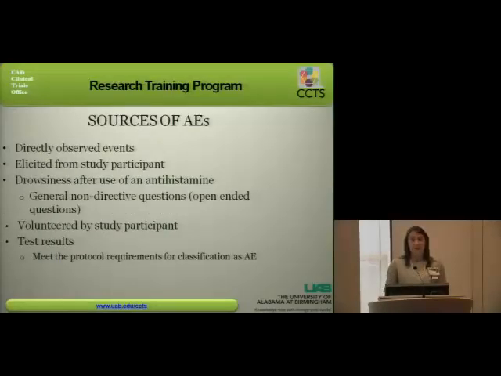Some sources of adverse events. These can be found by directly observing the event yourself. They can be elicited from the study participants, such as drowsiness after the use of an antihistamine. So you want to use general, non-directive questions. Open-ended questions are the best to ask the subjects about their adverse events. They can also be volunteered by the study participant. And test results. You want to see if these meet the protocol requirements for the classification of an adverse event, if there are any abnormal test results.